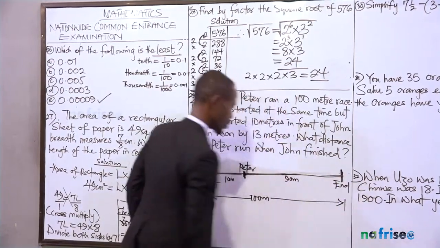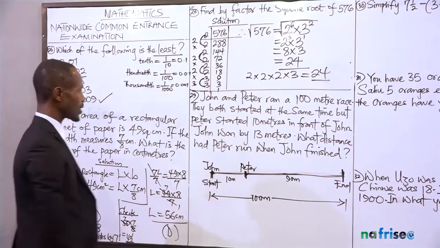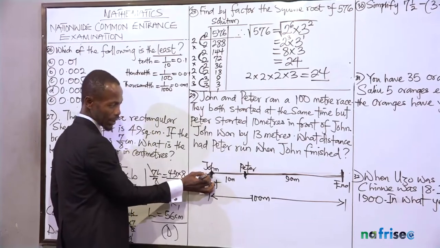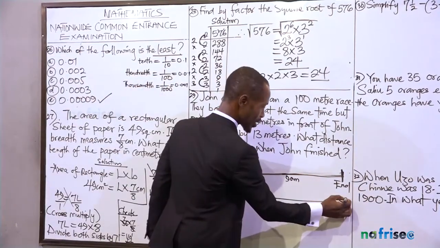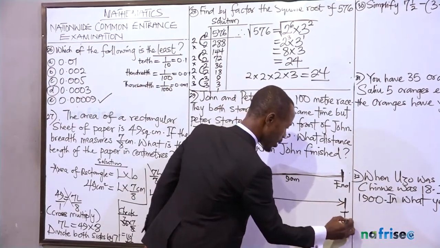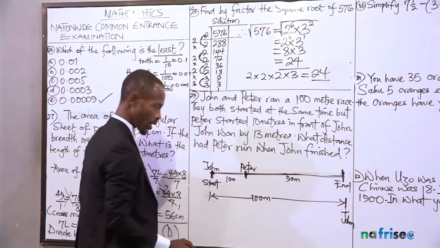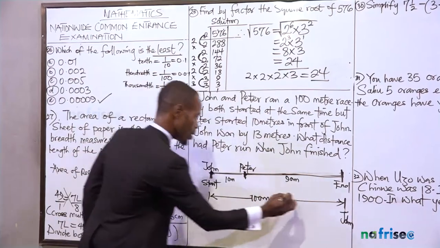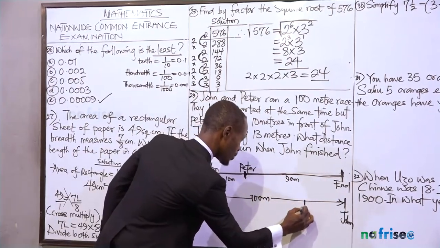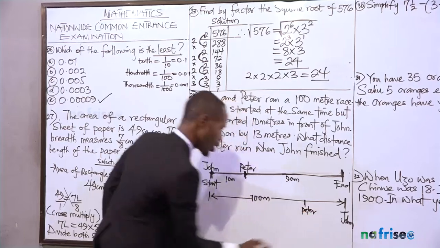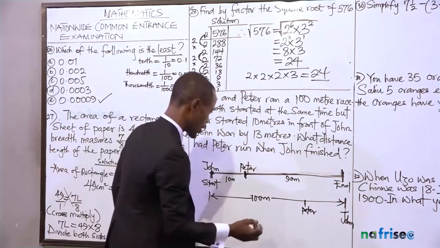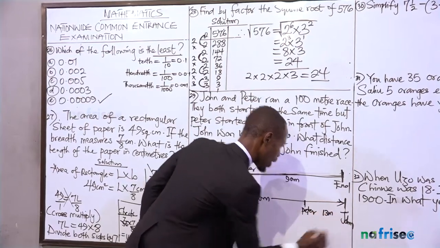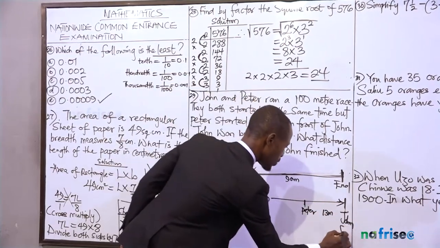Like this. Okay. Now, then I said John won by 13 meters. Despite John being behind, he won by 13 meters. That means when John was here, are you ready? Then, if this was John at the end of the race, Peter will be somewhere around here. If they won by 13 meters, that means we have 13 meters here in between John and Peter at the end of the race. This is the end of the race.